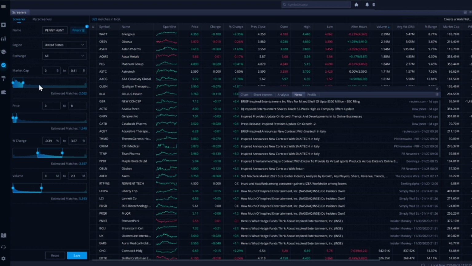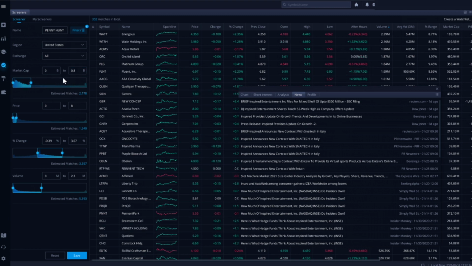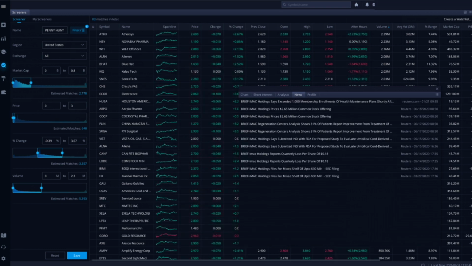So those settings are simple. Market cap is 0 to 0.4. This is 41 billion. That means it's a 401 or maybe 410 million dollar company, but essentially a 400 million dollar company. And we can make this, that's an 80 million dollar company. The price is the price of the stock, 0 to $8. We can bring this down to $3 and really get down to the pennies.